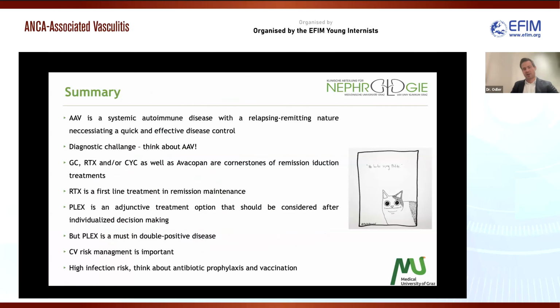So it has been a bit longer than I expected, but as a summary, I would say that ANCA-associated vasculitis is a systemic autoimmune disease with a relapsing-remitting nature that necessitates a quick and effective disease control. It is a diagnostic challenge, and you should think about it and try to diagnose it as soon as possible. Glucocorticoids, rituximab, and/or cyclophosphamide, as well as avacopan, are cornerstones of the induction treatment. Rituximab should be the first-line treatment if you do the remission maintenance therapy.